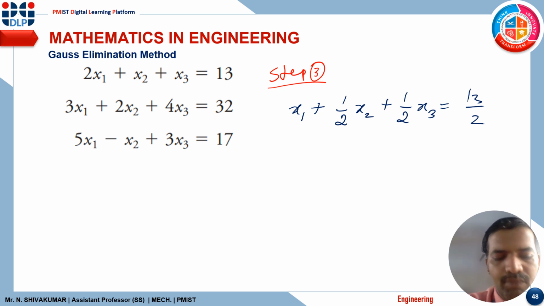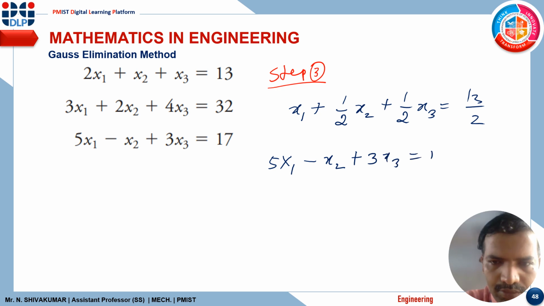What is the third equation? Equation 3 is 5x1 minus x2 plus 3x3 equal to 17. We have already divided and x1 is ready now. Simply, we have to multiply this x1 by 5. That's the task. If we multiply x1 by 5, we have 5x1 in the top equation and 5x1 in the bottom equation also, so that the cancellation will be easy. That's what I am going to do.